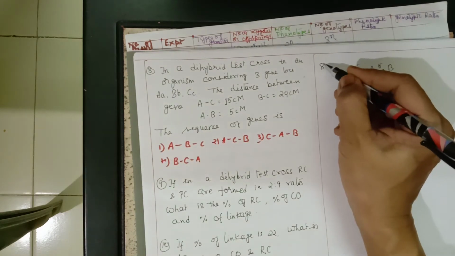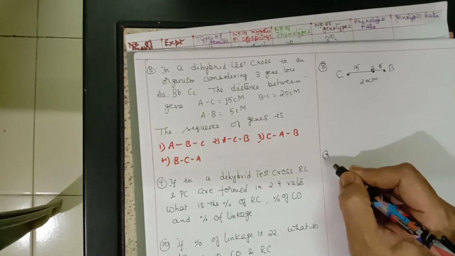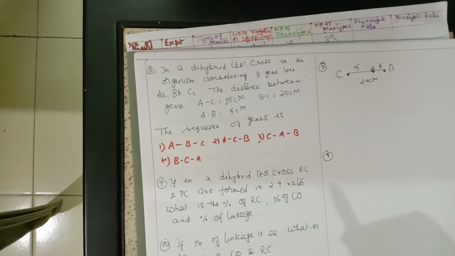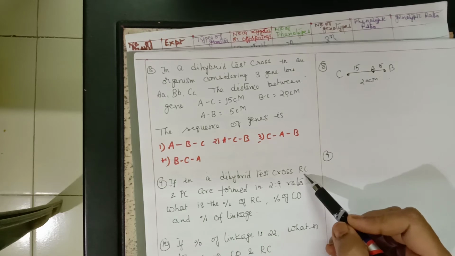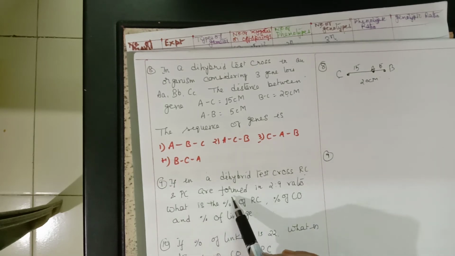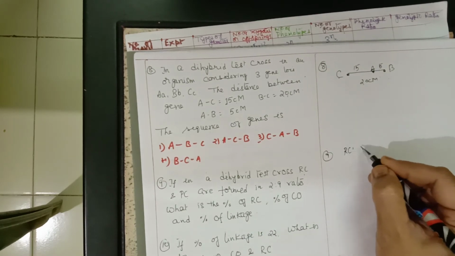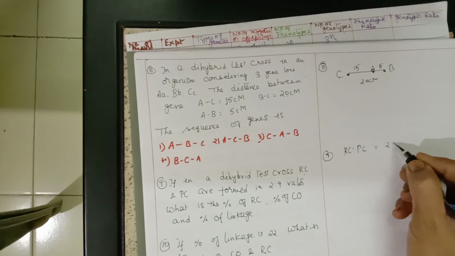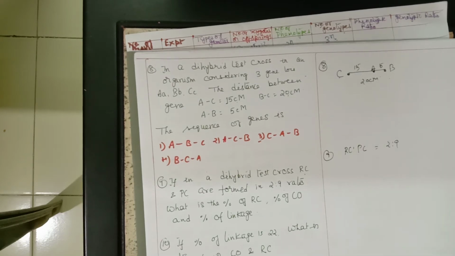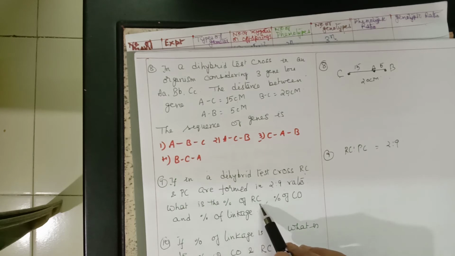Now the next question. In a dihybrid test cross, recombinants and parental combinations are formed in a ratio given as 2:9. What is the percentage of recombination, percentage of crossing over, and percentage of linkage? So first, let us find out the percentage of recombination.